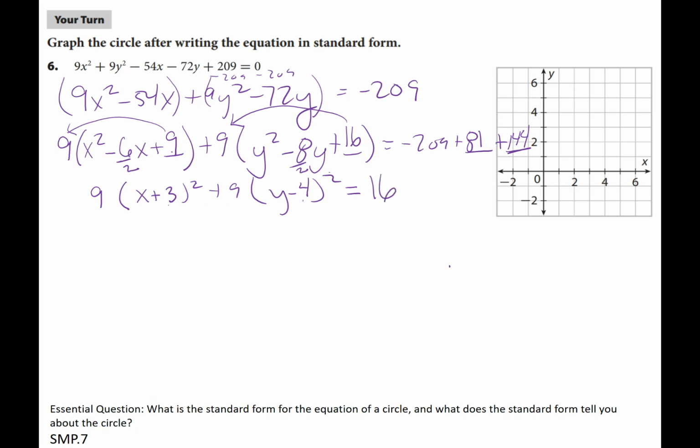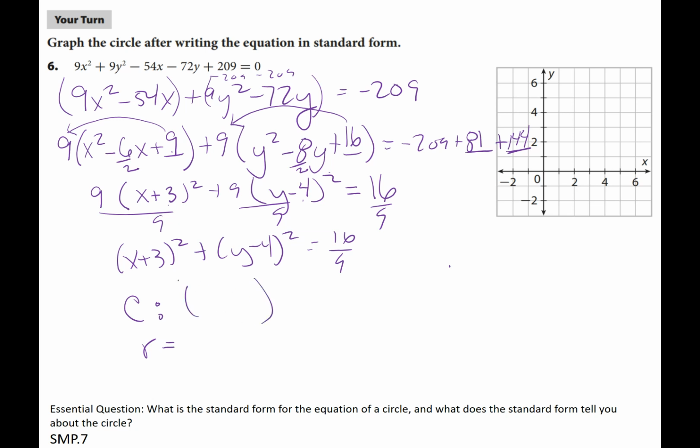Now I can't keep that coefficient there, so we're going to divide everything by the coefficient of 9. So that gives me x plus 3 squared plus y minus 4 squared equals 16/9. We need to find the center and the radius. So to find the center, I'm just going to swap my signs. So I've got negative 3, positive 4.